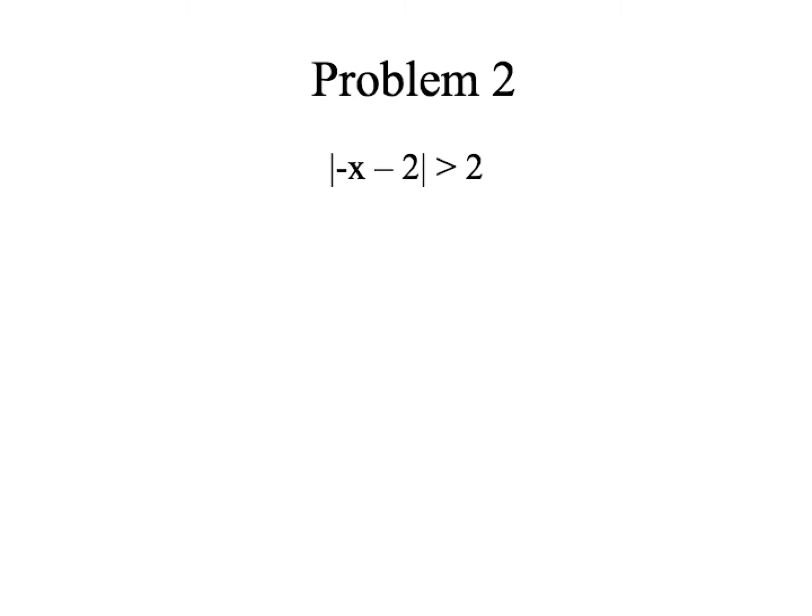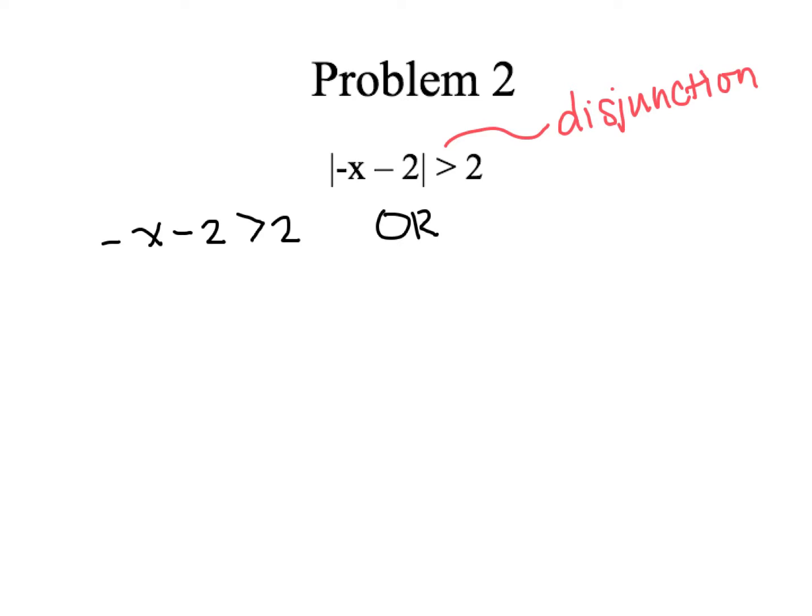Problem number 2. The absolute value of negative x minus 2 is greater than 2. Okay, greater than tells me it's a disjunction. So, for a disjunction, I need to copy the basic inequality without the absolute value brackets. And a disjunction is the or. So it's negative x minus 2 is greater than 2, or negative x minus 2 is less than negative 2.